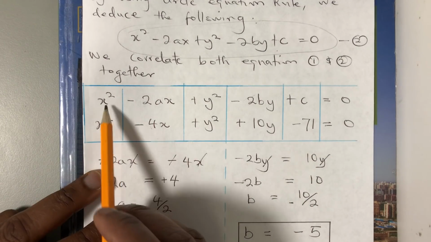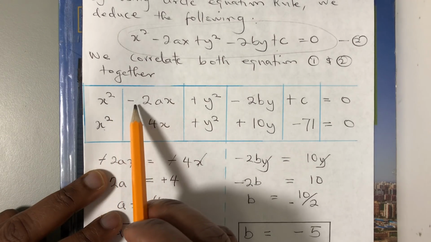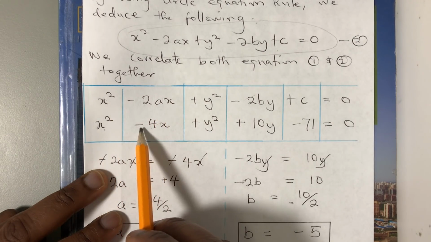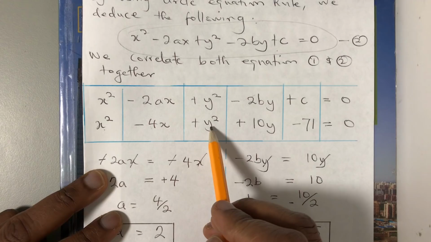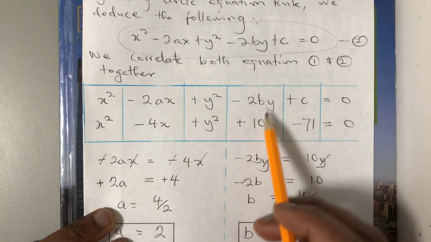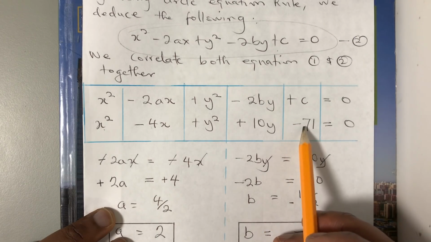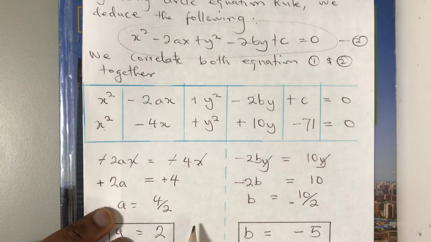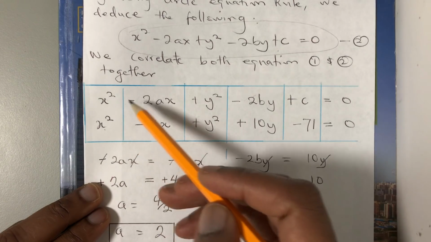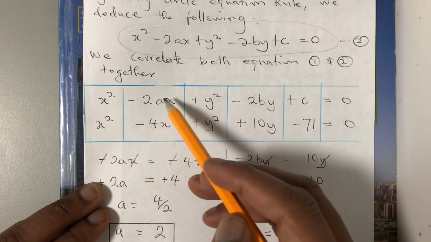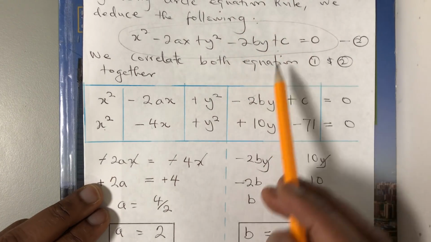When x raised to the power 2, we have x raised to the power 2. When minus 2ax, we have minus 4x. When y raised to the power 2, we have y raised to the power 2. When minus 2by, we have plus 10y. When plus c, which is constant, we have minus 71, equals 0 and equals 0. Then we can see that all our algebra is being compared in both the equations and formulas.